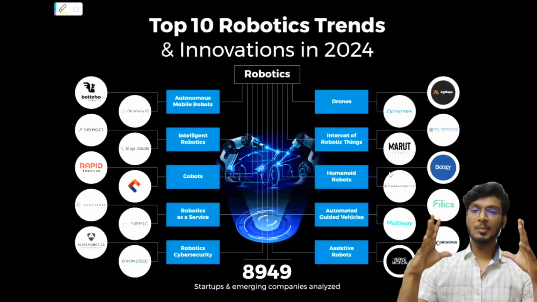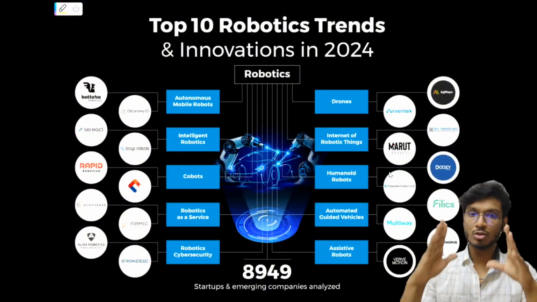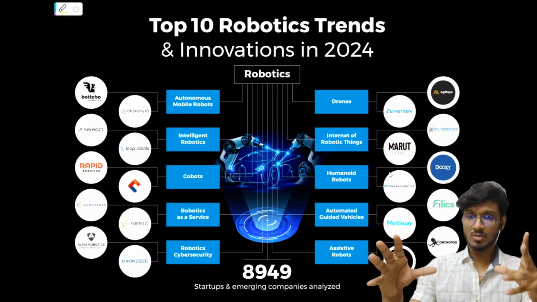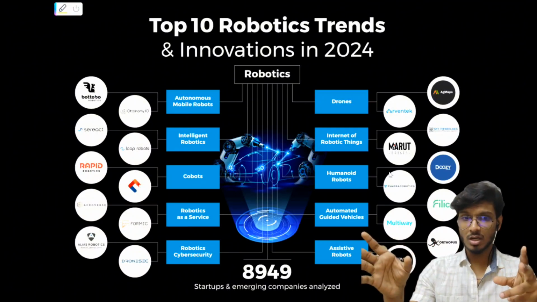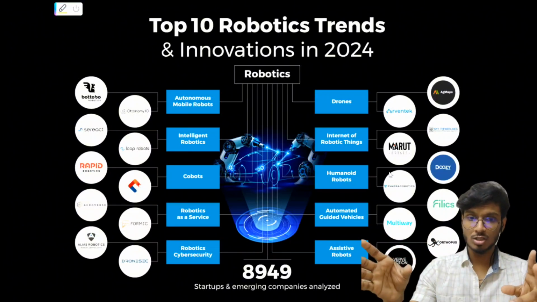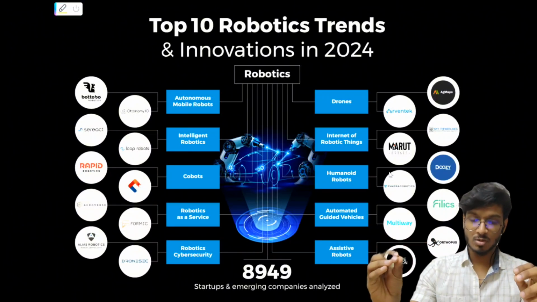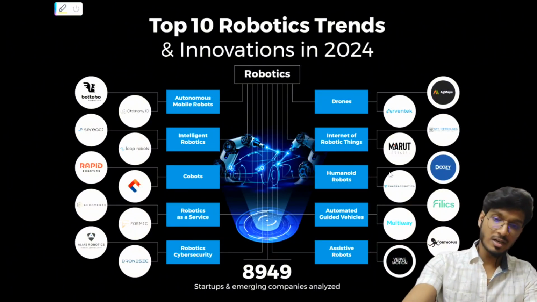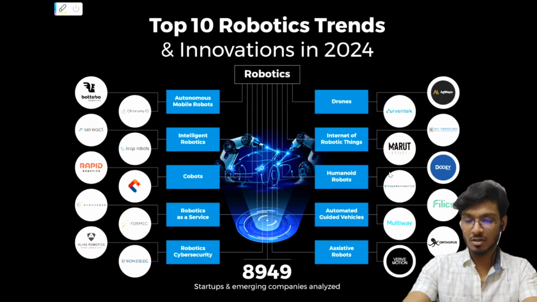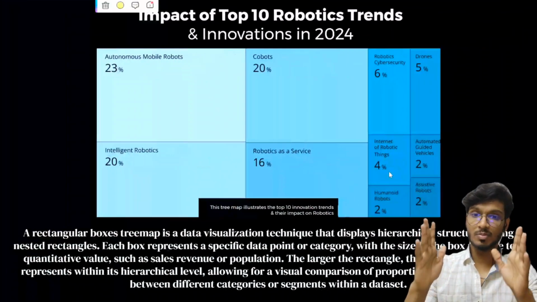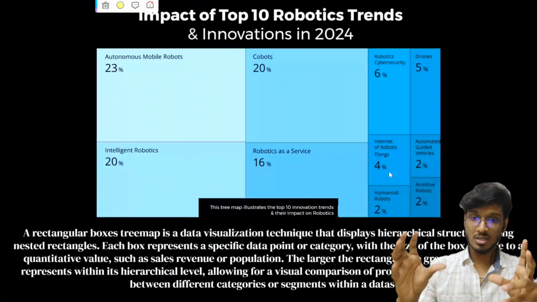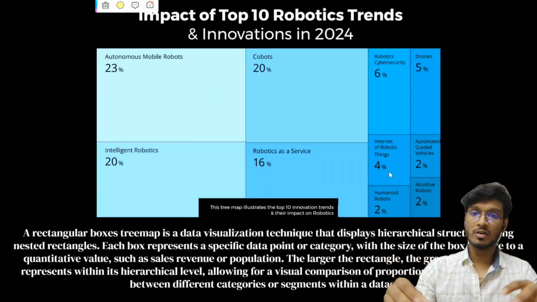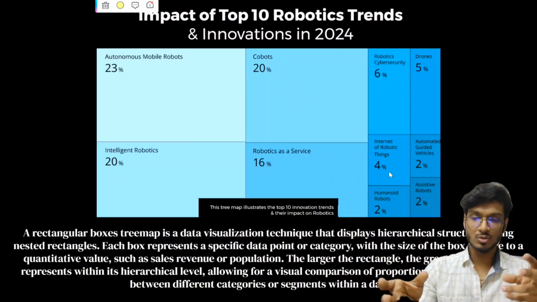So, now let's dive deep into the top 10 robotic trends and innovations in 2024. There are so many different domains in robotics, like autonomous mobile robots, drones, intelligent robotics, Internet of Robotic Things, cobots, humanoid robots, robots as a service, automated guided vehicles, robotic security, and assistant robots. Now there are different companies and startups involved in these technologies. So this was a brief introduction about how robotics is involved in this world and how different types of innovations are included.